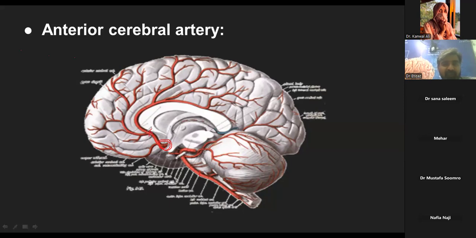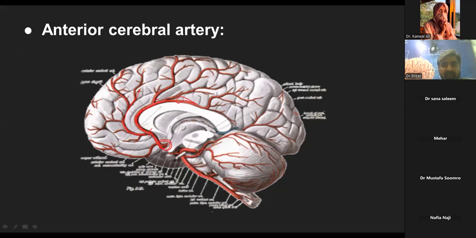A2. And this is precallosal, supracallosal, and post. Very good. This is precallosal. This is pericallosal artery. Precallosal and pericallosal are different. Pericallosal is the artery that is surrounding the corpus callosum. Precallosal means before the corpus callosum, and then the callosomarginal artery.